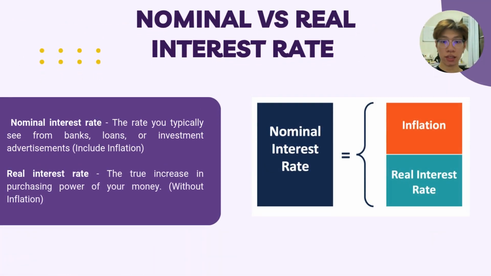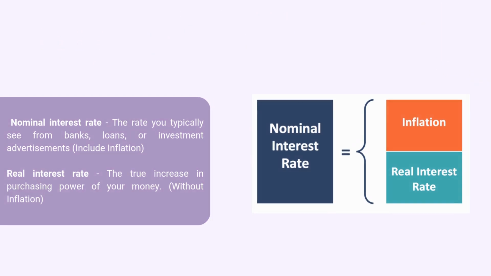Now let's look at nominal and real interest rates. The nominal interest rate is what you usually see from banks. It includes inflation, but the real interest rate shows the actual increase in the value of your money after removing the inflation. For instance, if you earn 8% on a fixed deposit, but inflation is 4%, the real return is only around 4%. This tells us how much your money really grows.